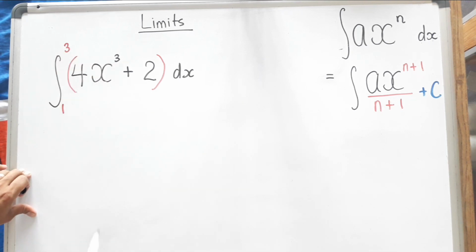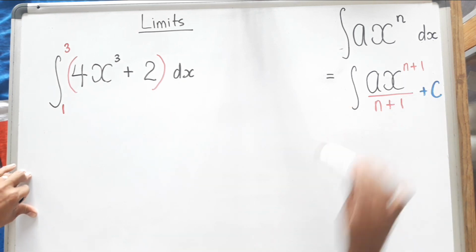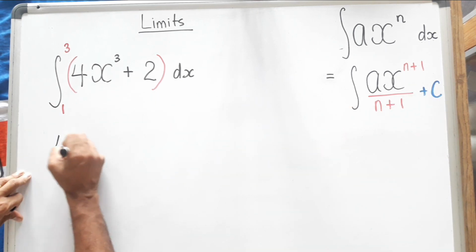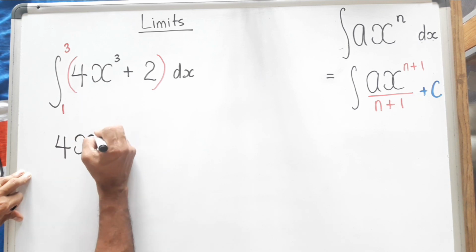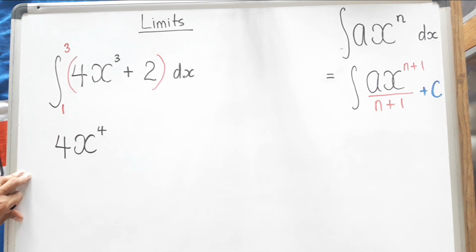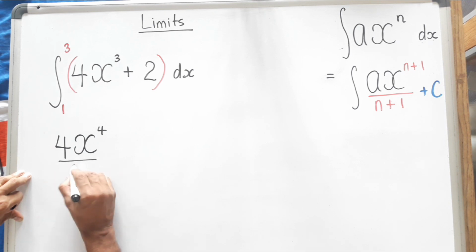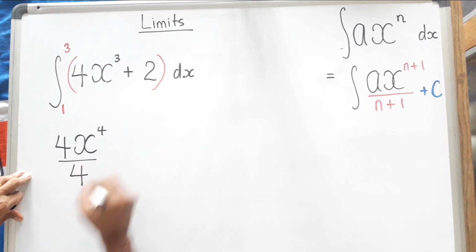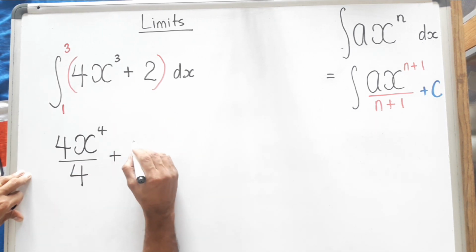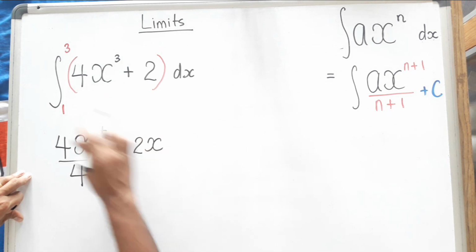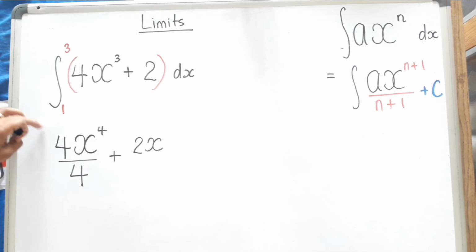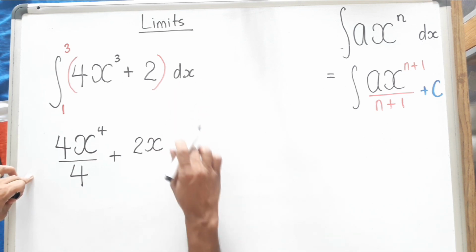Forget the limits for the time being. You just integrate whatever is in the brackets. So add 1 to the power and divide by the new power. So 4x to the power 4, you add 1 to the power, and then you divide by the new power. And of course, when you integrate a constant by itself, you just put back the letter involved. So I am finished integrating. I do not have to write back my integration sign or dx.